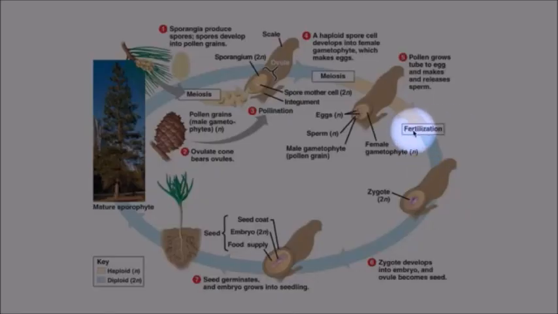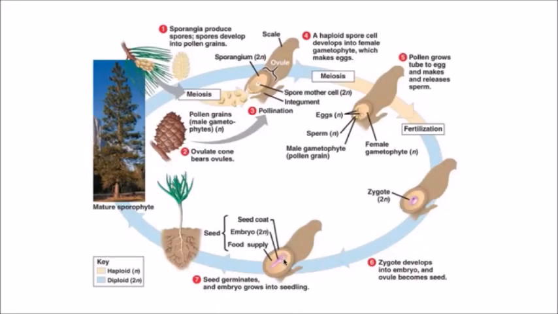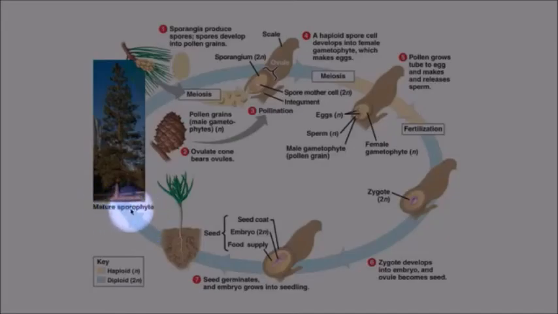During fertilization, the diploid state is restored, of course. Now we have our zygote, and it develops within a seed. And that seed will sprout and grow an entirely new sporophyte.